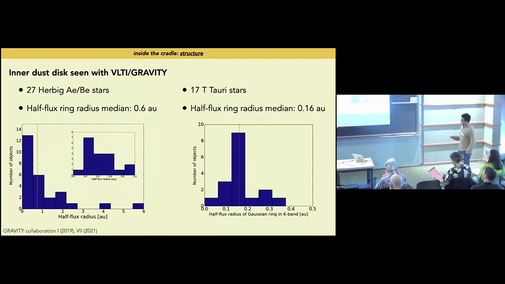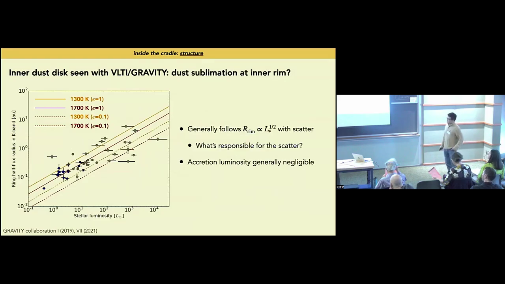So if you plot everything all together, this is what it looks like. On the y-axis is the ring radius in K-band, that's 2.2 micrometer. Okay, and then on the x-axis is stellar luminosity in log scale. So these are T Tauri stars, these are Herbig stars. And there are 4 diagonal lines which hopefully guide your eyes.